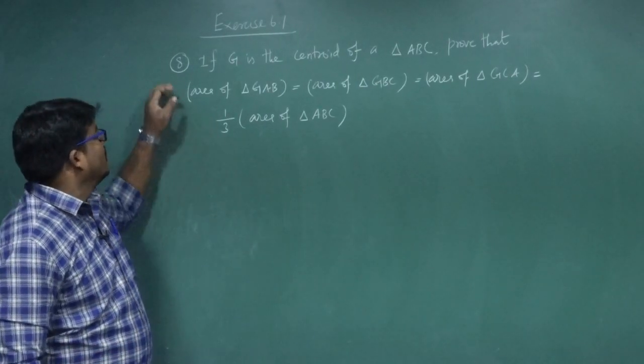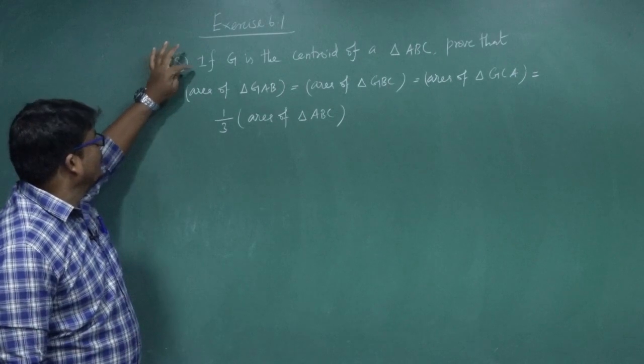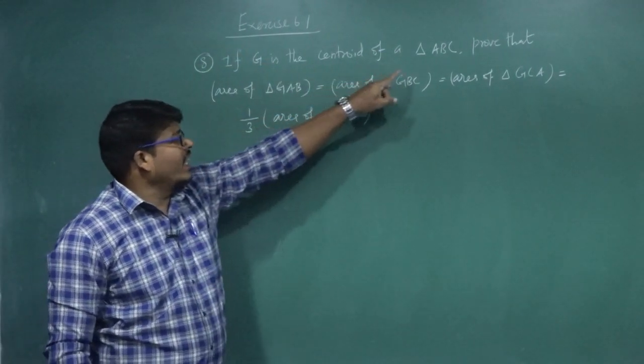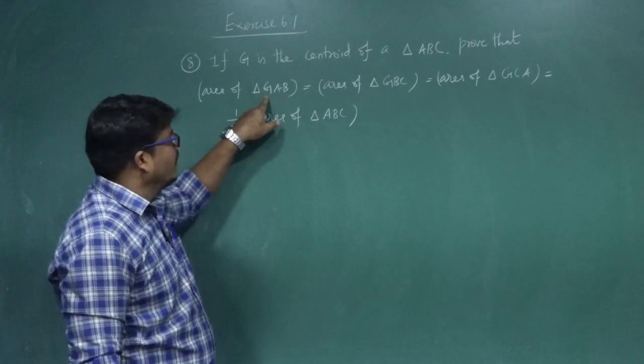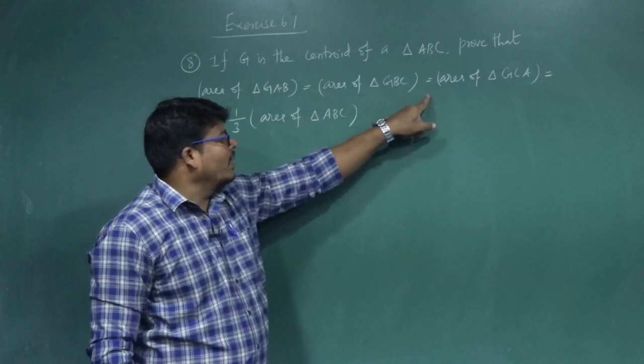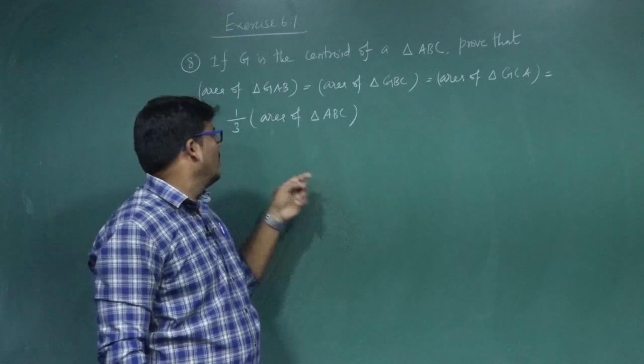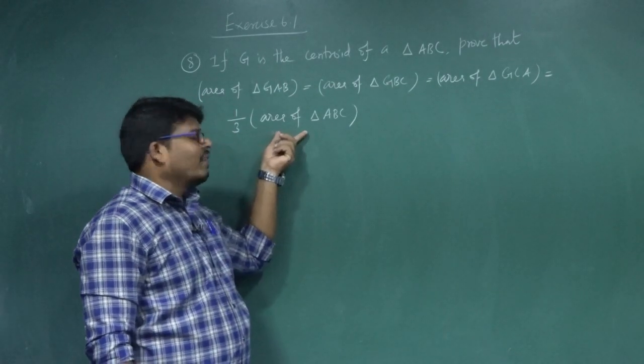Next problem, exercise 6.1, 8th problem. If G is the centroid of triangle ABC, prove that the area of triangle GAB equals the area of triangle GBC equals the area of triangle GCA, equal to one-third of the area of triangle ABC.